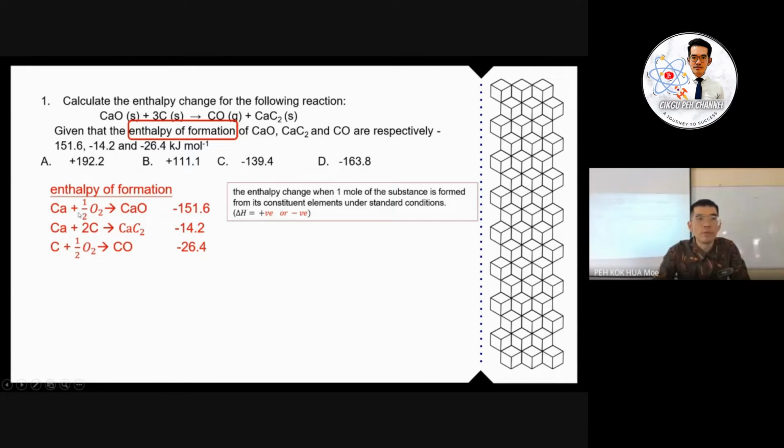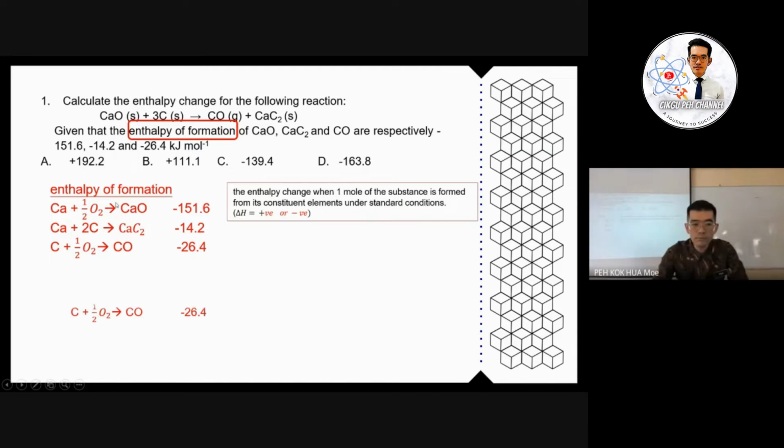Calcium reacts with oxygen to become CaO, with one more. Then calcium with carbon, we get CaC2. Carbon monoxide, we get this. You have to know this from the information given by the question. From here, you can see the reactant will be CaO, so that means we have to reverse this equation.